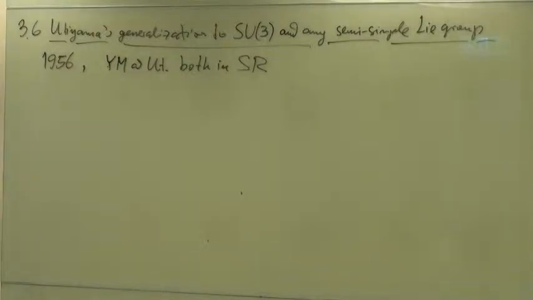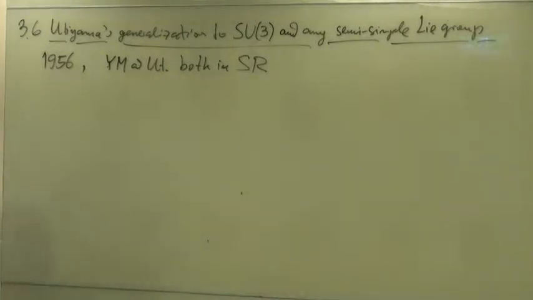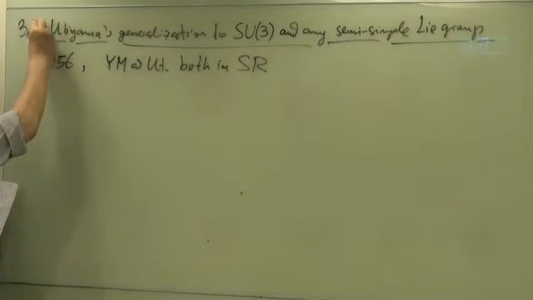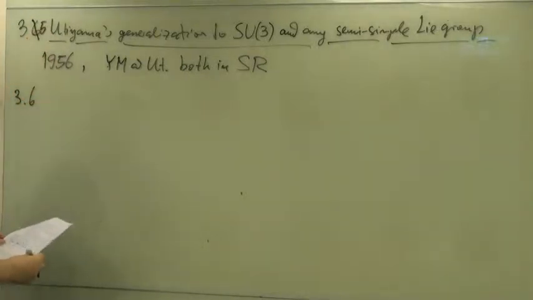So let me turn then immediately after these few remarks, no, this was 3.5, I'm sorry. 3.6, I make a little bit more remarks about Utiyama and gravity.